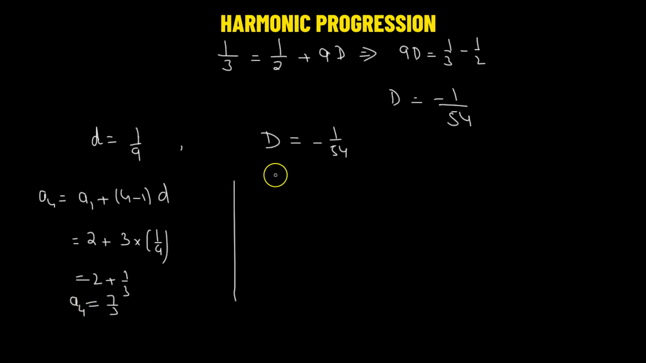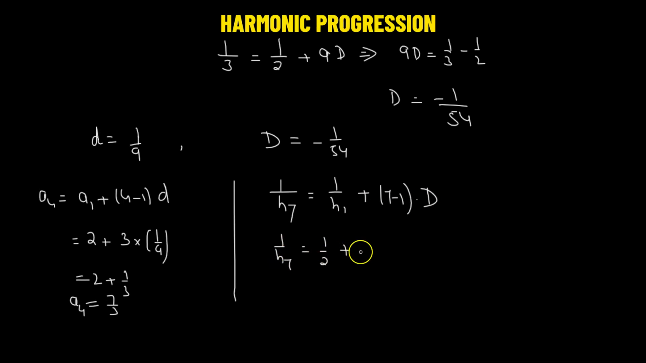Then we'll have to use the harmonic progression. So we'll find H7. Let's first find the seventh term of the corresponding arithmetic progression. That's why we're taking the reciprocal. So this is 1 over H1, the first term, plus 7 minus 1 times the common difference D. So we have 1 over H7 equal to half added to 6 times negative 1 over 54. So solving for H7, H7 comes out to be 18 over 7.